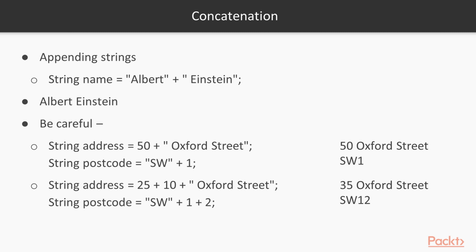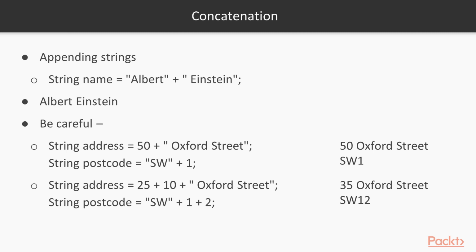However, be careful. When you see expressions that include strings and numbers, like the two expressions here, you might think that these lines of code will not compile because they contain mixed types. In fact, they compile just fine and result in the strings 50 Oxford Street and SW1. And the reason is that the numbers are coerced into string objects and then concatenated in the normal way that strings are concatenated. So with that in mind, what do you think will be the result of the following concatenations?